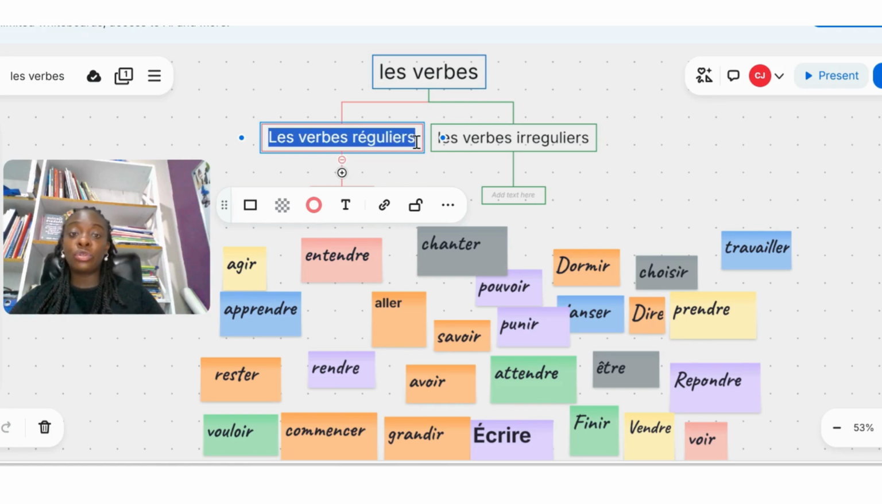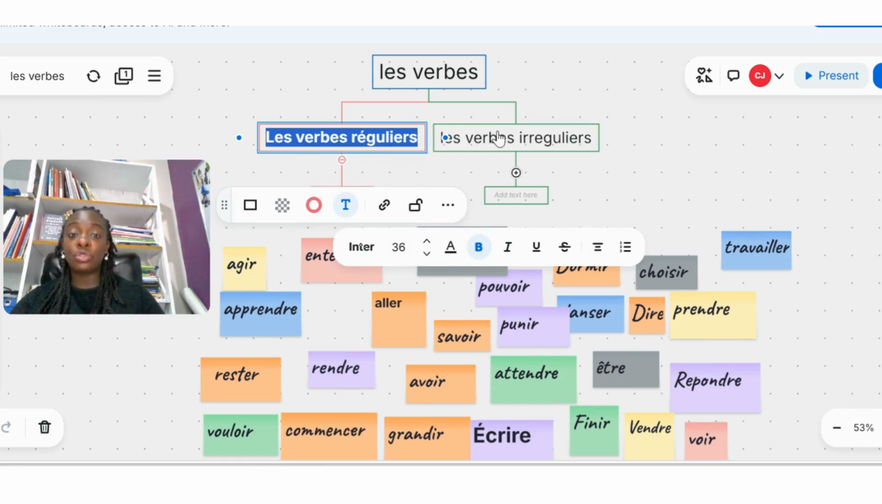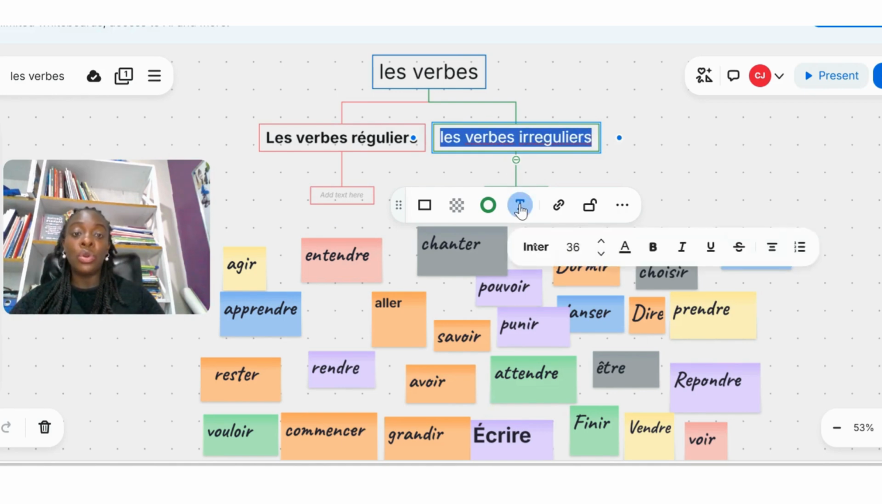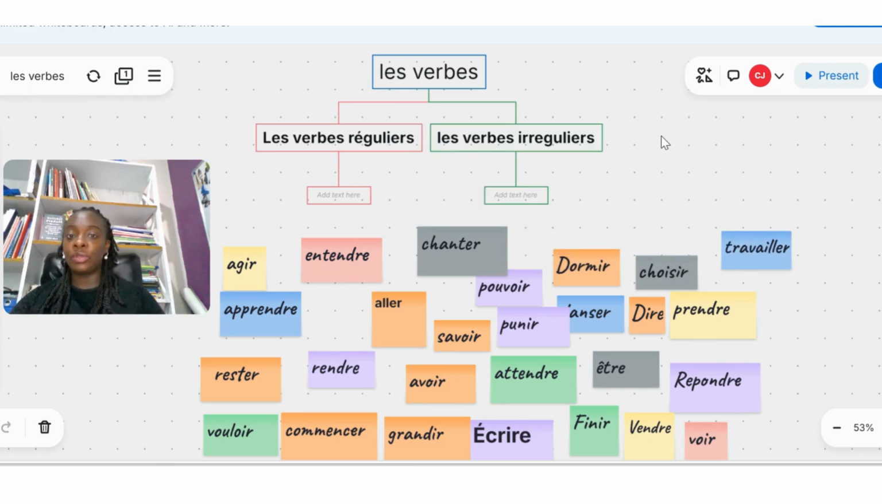Before you start conjugating, you have to realize we only have two categories of verbs. They're either regular or irregular. So you need to know where the verb belongs. Now, under les verbes réguliers, the verbs again are divided into three.